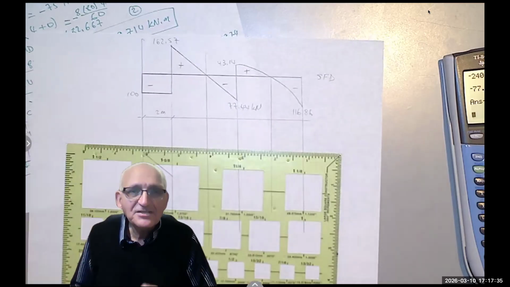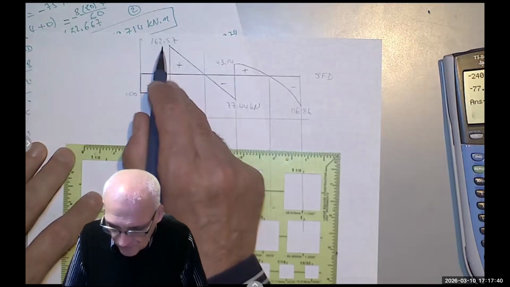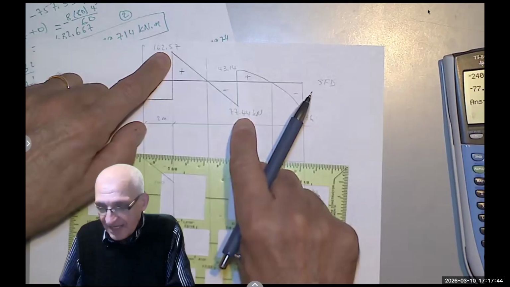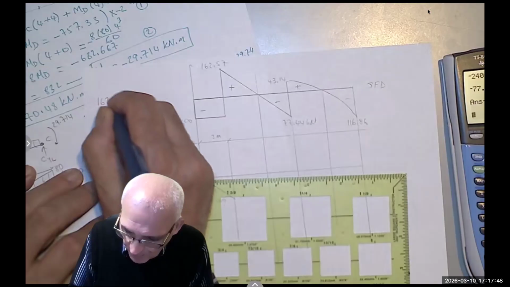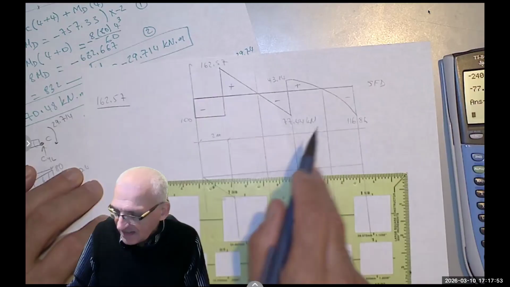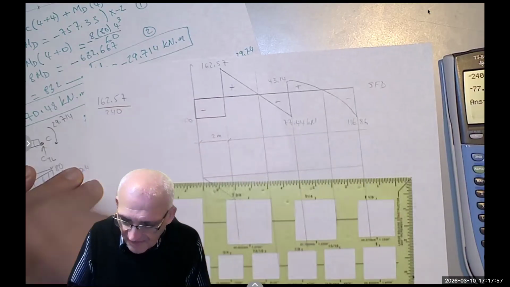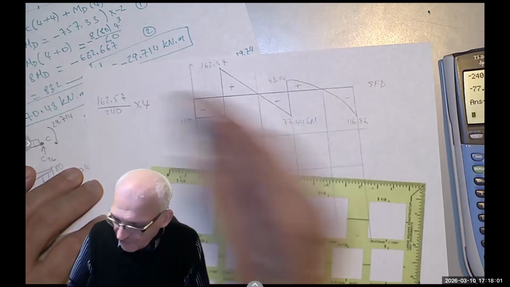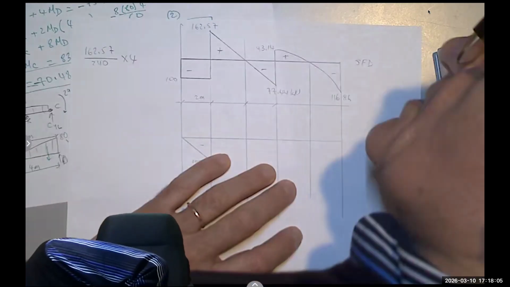However, it's much easier to divide this value by the sum of those, which was 240, and then multiply by 4. So I'm going to say 162.57 divided by 162.57 plus 77.44, which is basically 240, and then multiply by 4. That will give me that distance. Subtracted from 4, I will get that distance. So let's see how we do that.